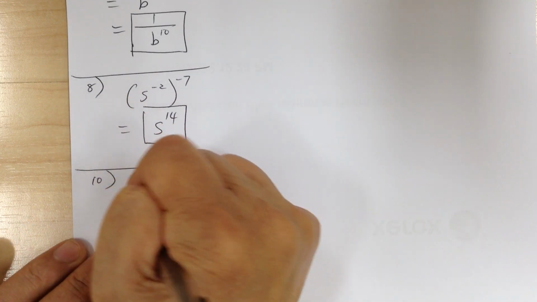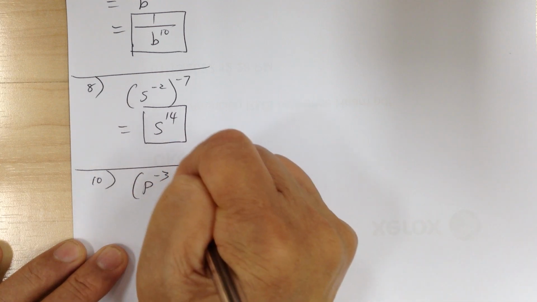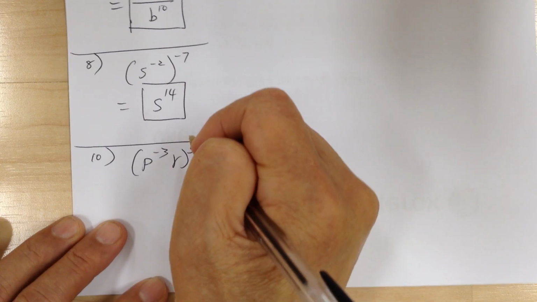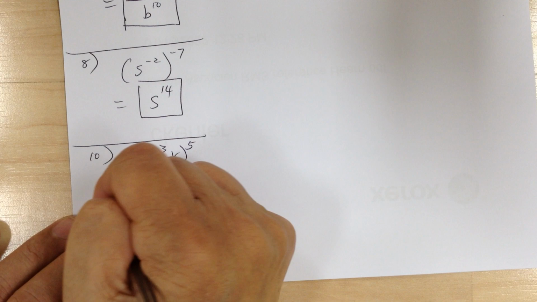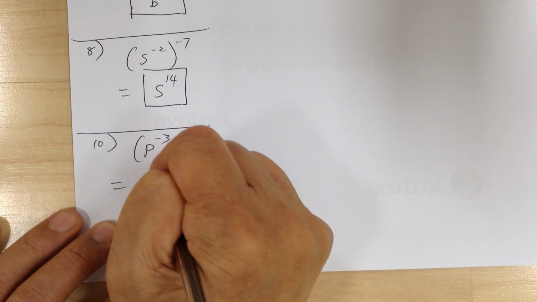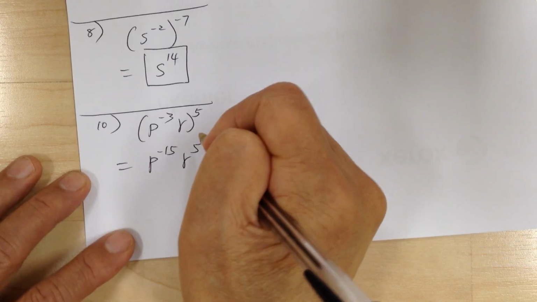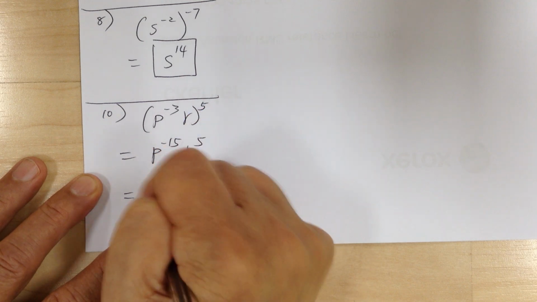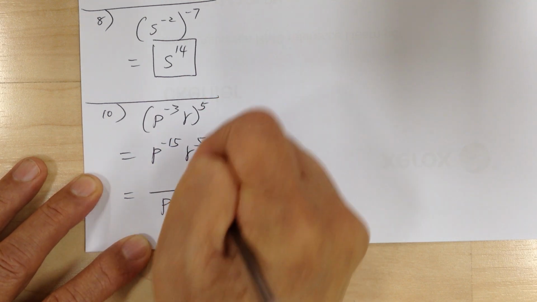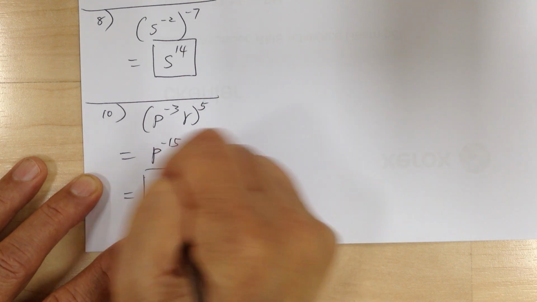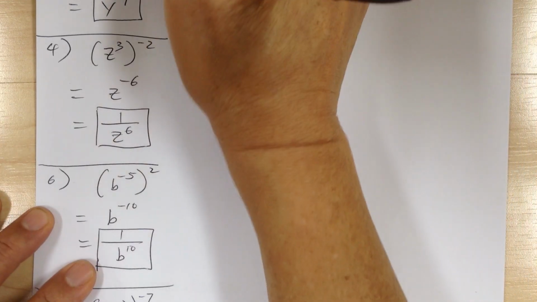Okay, number 10, you have p to the negative 3 r, and the whole thing to the 5 power. So apply the power rule, so you got p to the negative 15 r to the 5, and you do the flipping, so this one gets flipped to the bottom, and this one stays, and that's your answer.